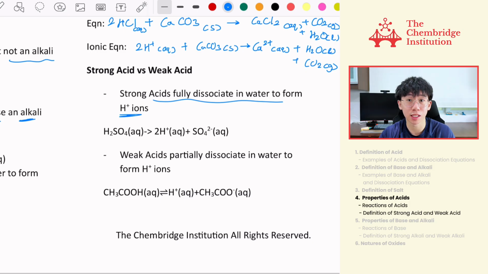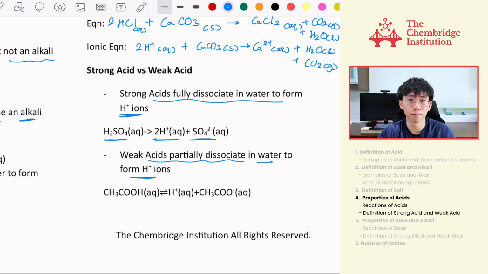For example, with sulfuric acid, all the sulfuric acid would dissociate in water to give H+ ions, and also the anion. Weak acids, on the other hand, will partially dissociate in water to form H+ ions. If it's partial, it means it's not 100%.